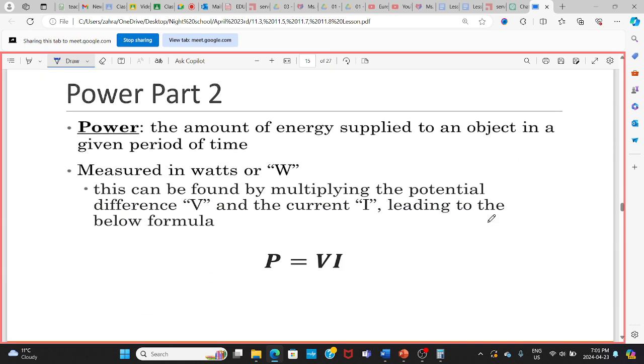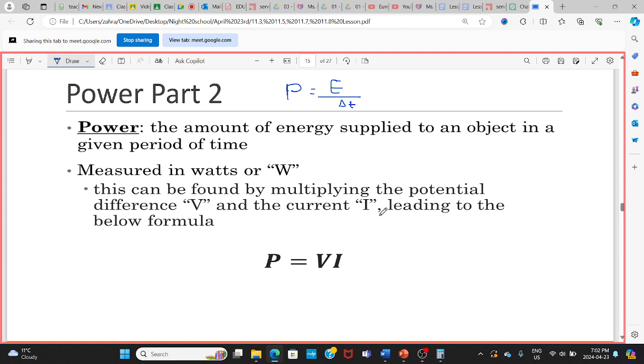Now here is another power equation that you use. Again, what is power? The amount of energy supplied to an object in a given period of time. So we did see that the power was energy over time, right? We did have that before. Measured in what? This can be found by multiplying the potential difference V and the current I.